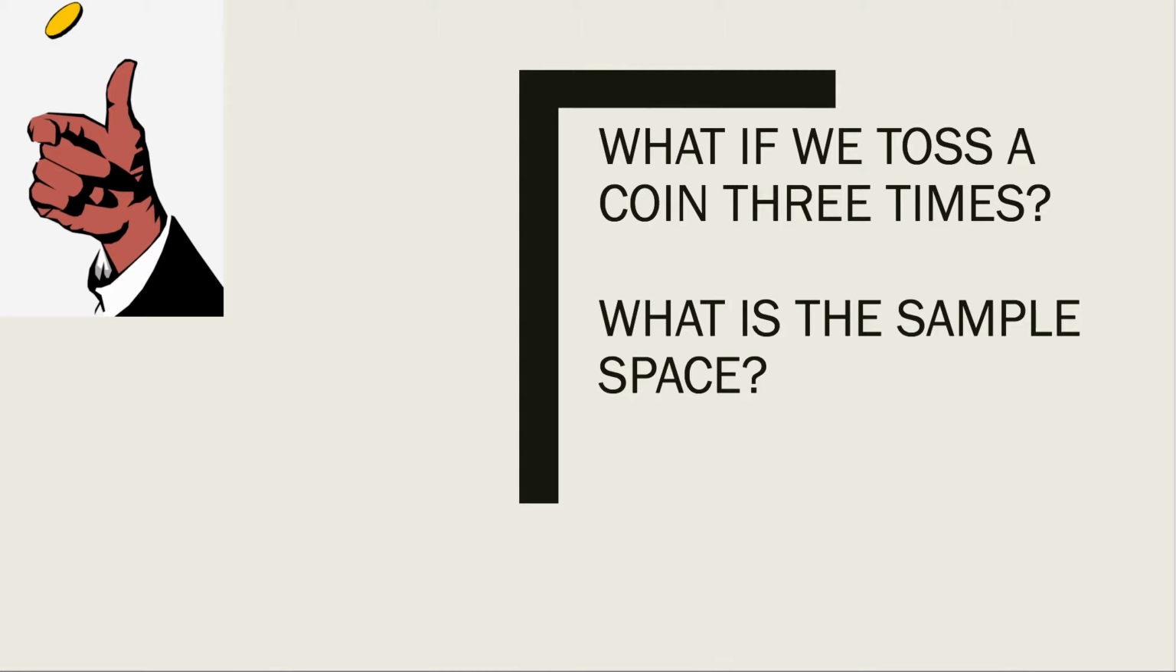So if I'm going to flip a coin 3 times, it is recommended that I make a tree diagram to list out my outcomes. Remember that your tree diagram is going to have 3 columns because you're tossing the coin 3 times. So we're going to have a column for the first toss, a column for the second toss, and a column for the third toss.